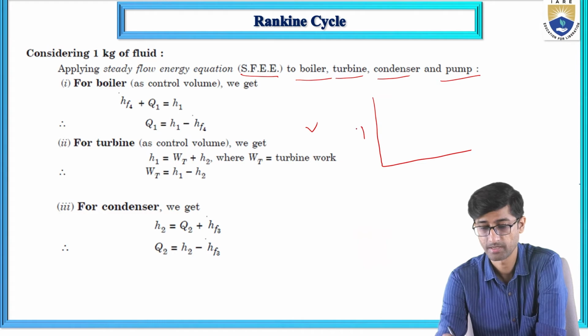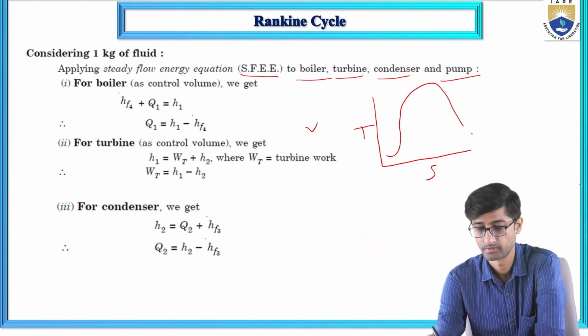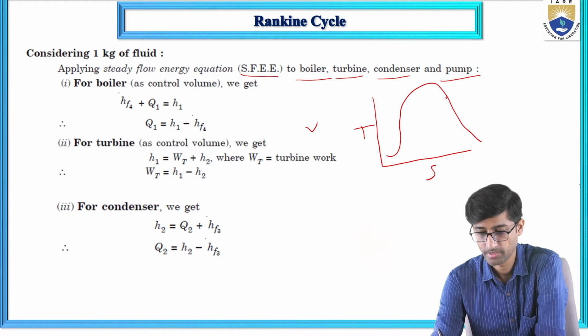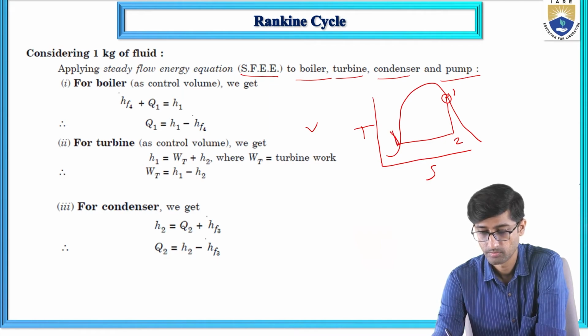So this is a TS diagram of the Carnot cycle. Let us assume the condition of steam is saturated here. This is point 1, 2, 3. This is pump, isentropic, 4 and 1. Here heat is absorbed, Q1. Here heat is rejected, Q2. This is turbine work, and this one is pump work.